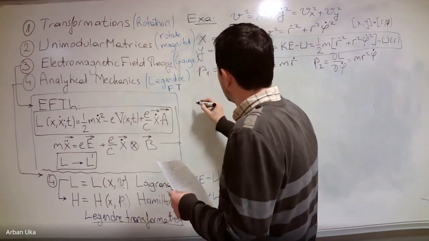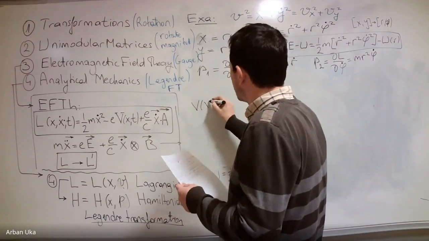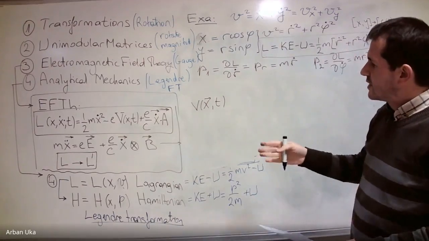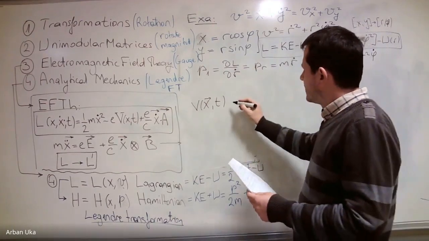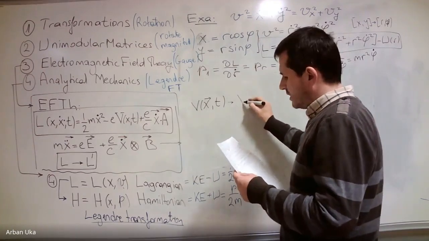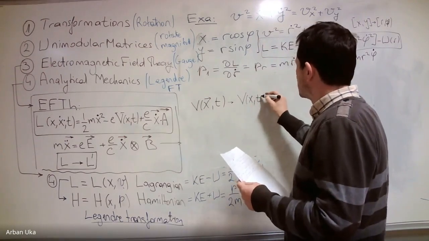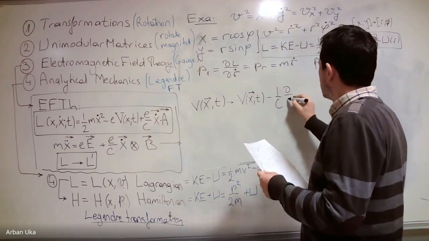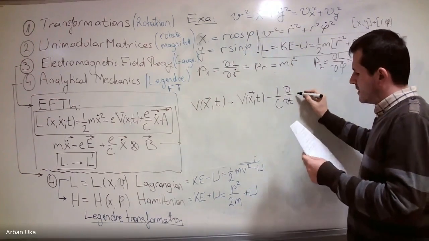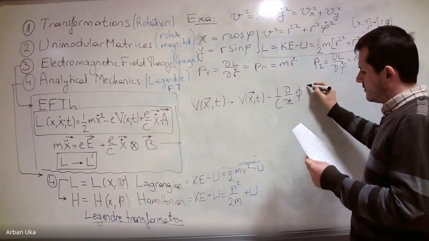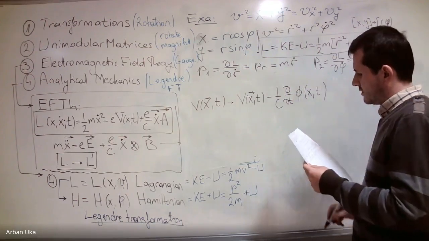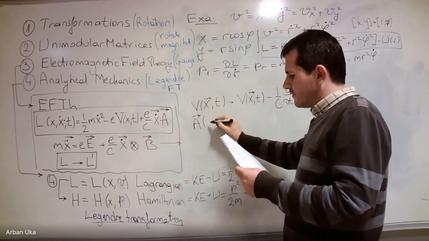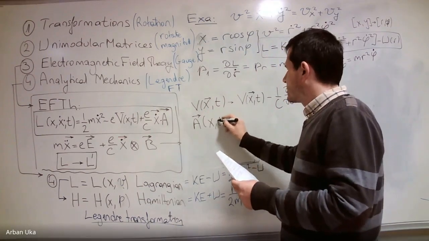Let's say the V is a function of x and time, and this x can be three dimensions, x, y, z, right? This is a vector. And this one we can update into V of x, which depends also on time, minus 1 over c, the time derivative of the scalar function, which depends on x and t. Now, the vector A, which is the magnetic field vector potential, is a function of x and t.